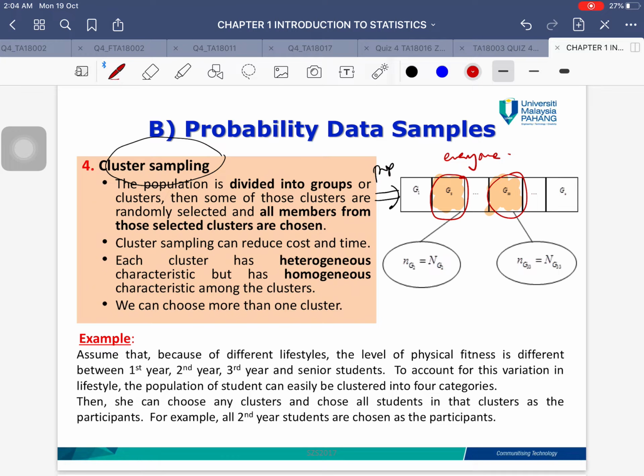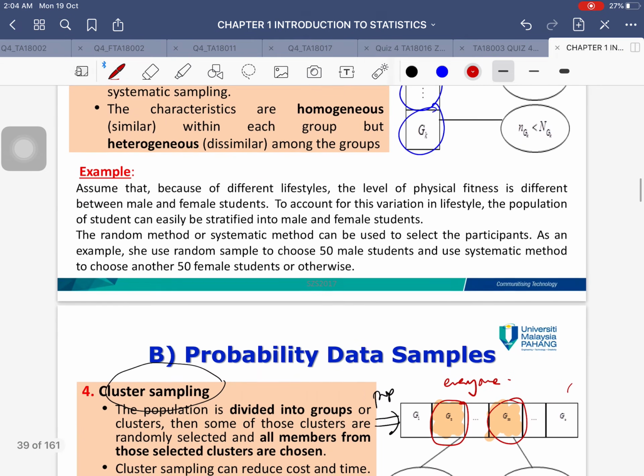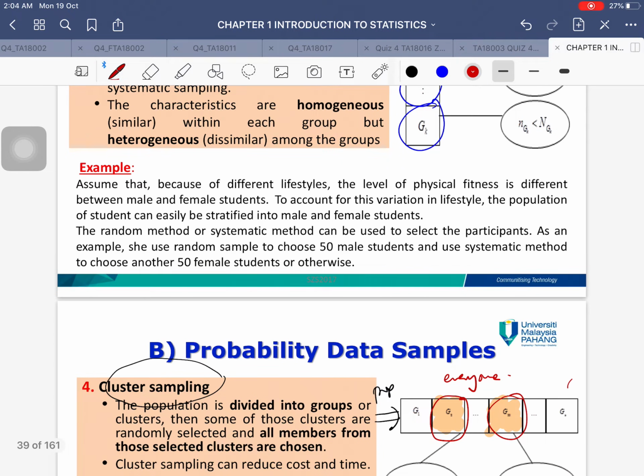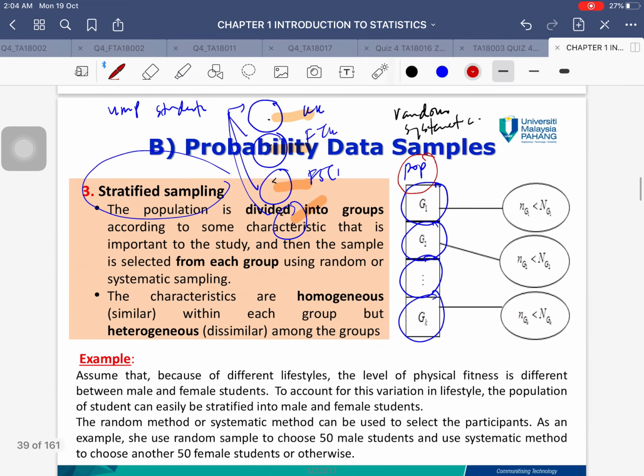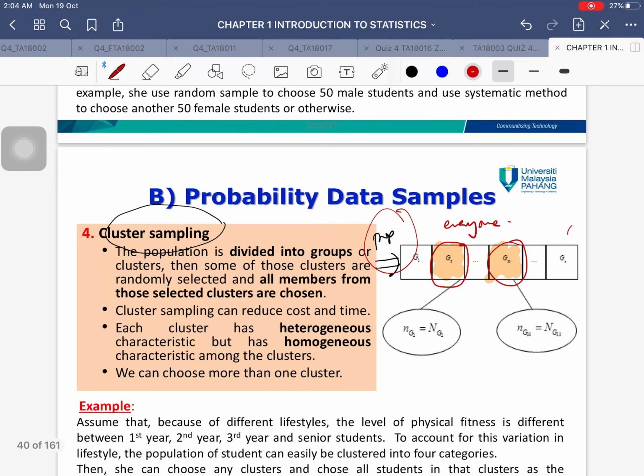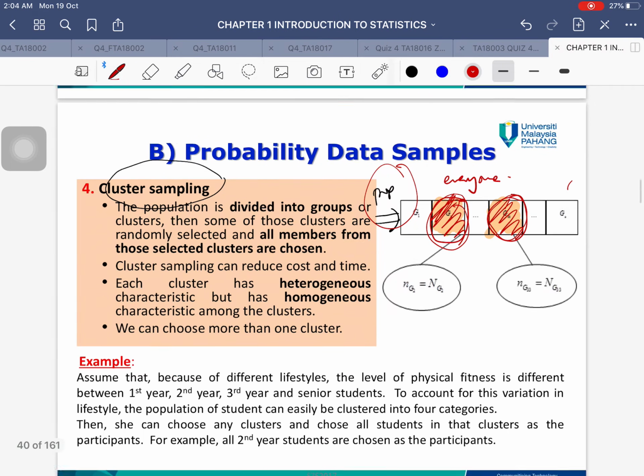So basically, which one is easier? Cluster sampling is easier. Instead of having to do it for each group, you just pick how many groups you need, and then from those groups, select everyone. Okay, again, let me clarify the difference between stratified and cluster. The similarity is that in both cases the population is divided into groups. But in stratified sampling, you have to sample from each group. In cluster sampling, you sample certain groups, and you take everyone in the group. So that is the difference between cluster sampling and stratified sampling.